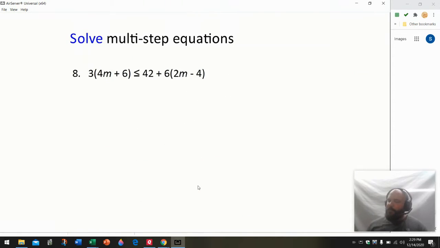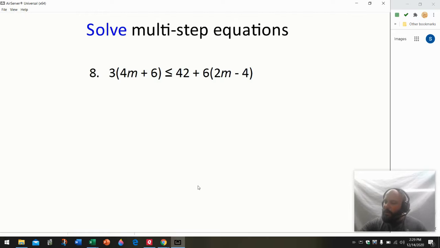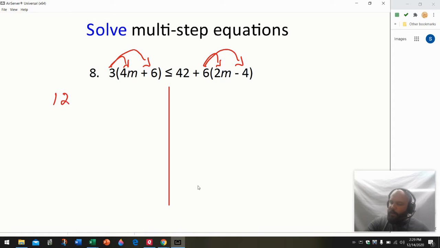Now the last one, it's going to be a similar problem in that there's a lot of stuff going on either side of the inequality, and we need to be sure that we clean all of that up first. So you can see I'm distributing those over. So the 3 gets distributed to the 4m, I get a 12m. The 3 gets distributed to the 6, and I get an 18. On the right-hand side, the 42 drops down. The 6 distributes to the 2m, and it gives me 12m. And then the 6 distributes to the -4, and I get -24.